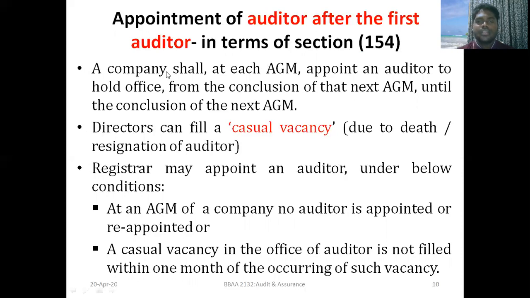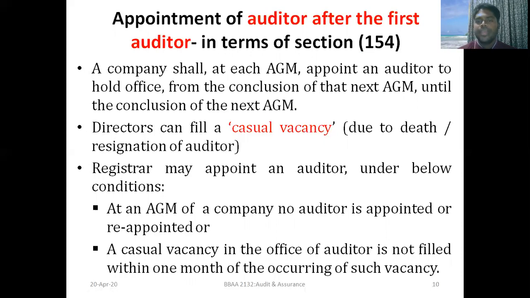What does the Companies Act say? The section says the company shall at each annual general meeting appoint an auditor to hold office from the conclusion of that annual general meeting until the conclusion of the next annual general meeting. This normally happens.